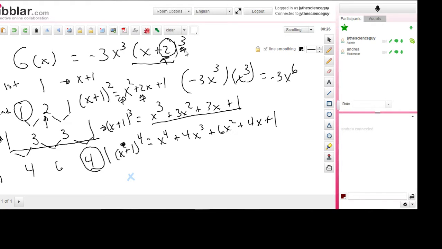Okay. So are you straight on that? Do you see how the pattern works? Yes. It always starts with 1, and then you add that 1 to find what the next coefficient will be. Right. And then it always ends with 1. Okay. Yeah, I'm ready. You ready?